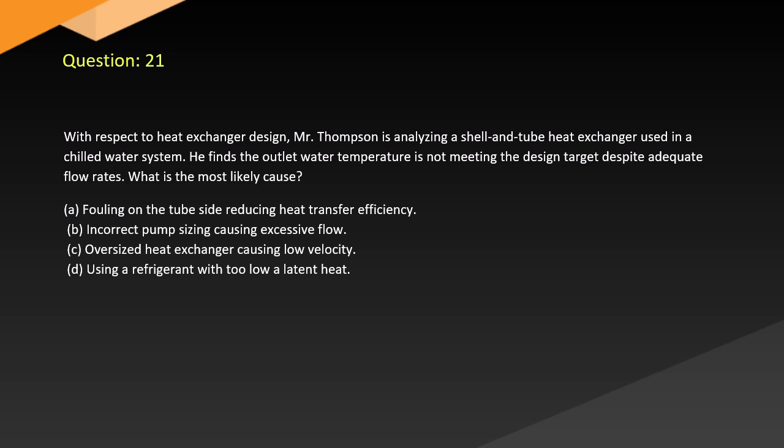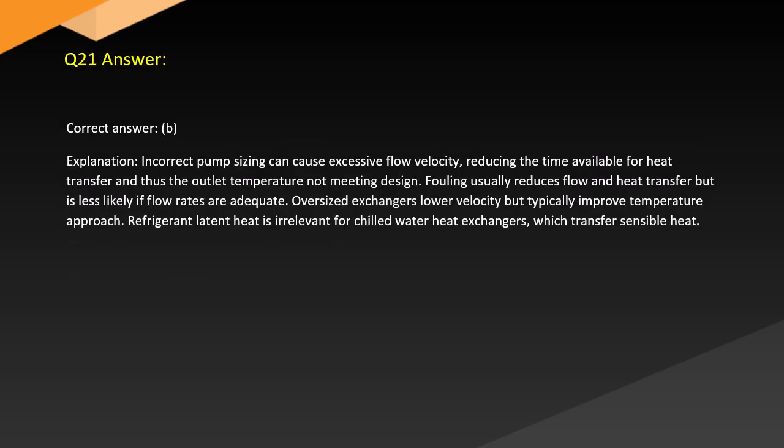A. Fouling on the tube side reducing heat transfer efficiency. B. Incorrect pump sizing causing excessive flow. C. Oversized heat exchanger causing low velocity. D. Using a refrigerant with too low latent heat. Answer. Correct answer: B. Explanation.